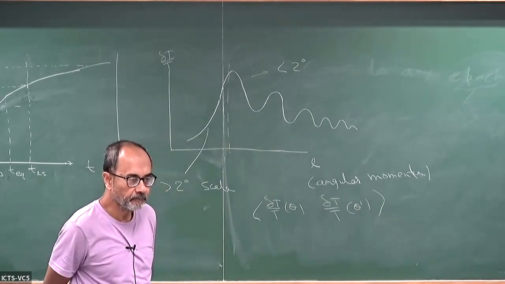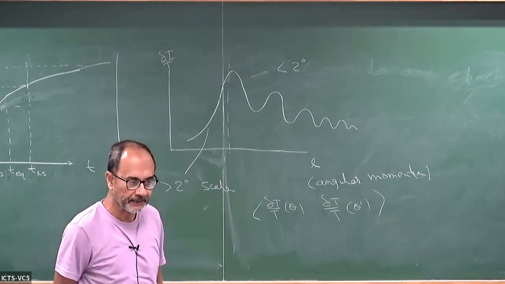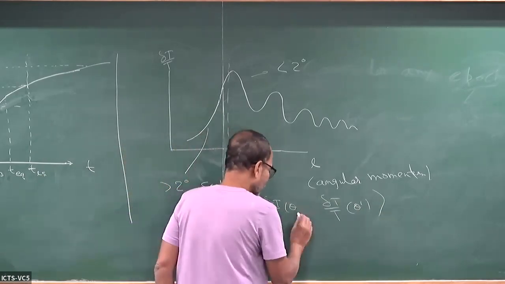So this is for some azimuth, for some phi, for some azimuth? No, everywhere in the sky. So theta, phi, okay.